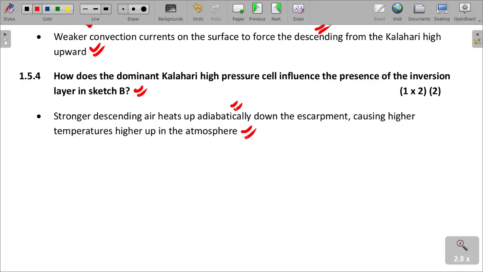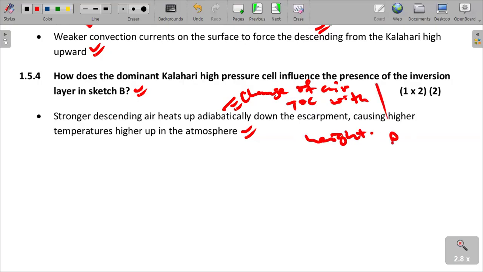air heats up adiabatically. When we say adiabatic, we are talking about the change in air temperature with height, the change of air temperature with height. So therefore, in this case, when the air is descending, it heats up. So the air is heating up. Therefore, the change of air temperature with the height is what we are looking at. The temperature of the air increases as it falls down.